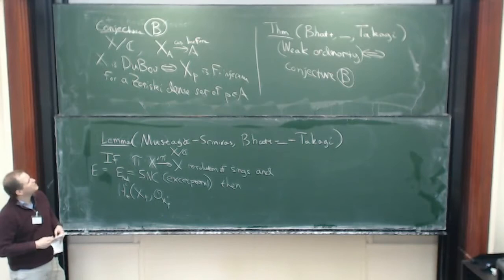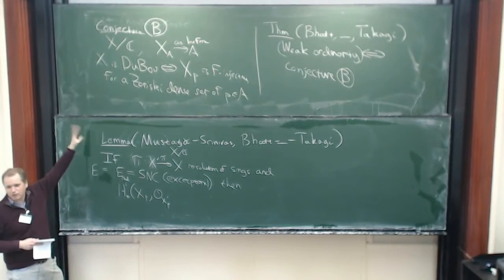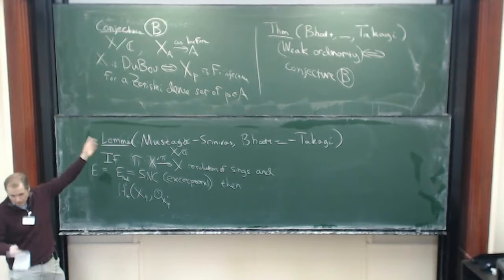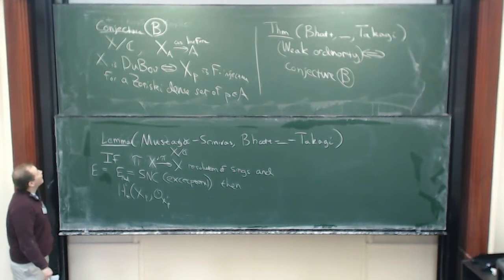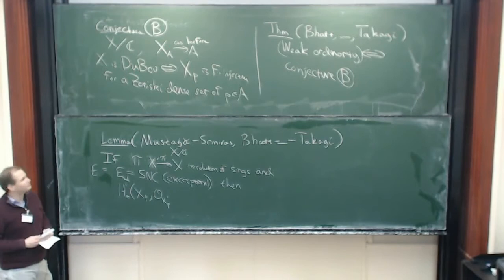The X_A over A is as before. This is some reduction to characteristic p as before. So X_A over A is some spreading out, some family over some finitely generated Z-algebra, and so on. Yes, so absolutely, you're right. X is definitely singular, so it's absolutely not smooth. It's of finite type over C, that's fine.